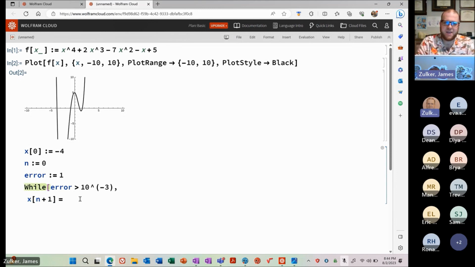It's going to calculate the next step. So I want it to calculate xn plus 1. That is xn minus f of xn divided by f prime of xn. All right, semicolon. So this is the body.